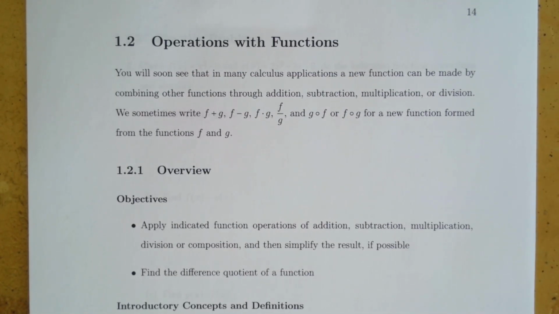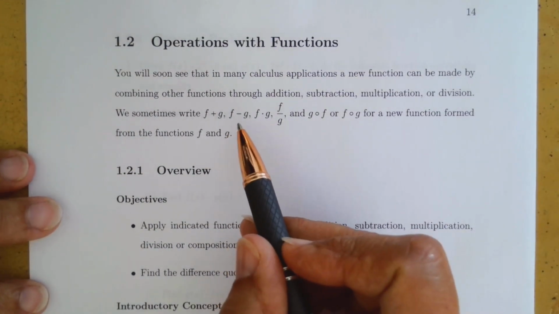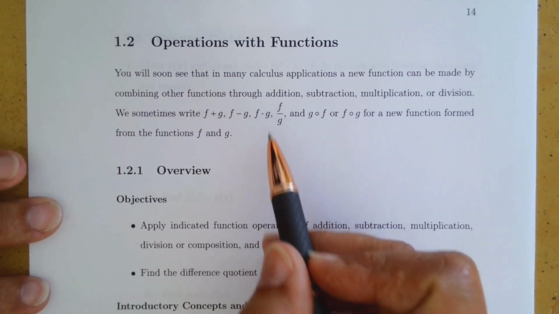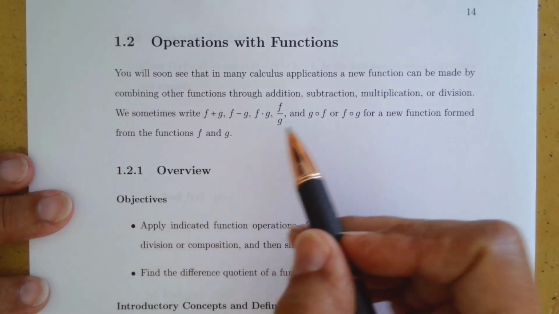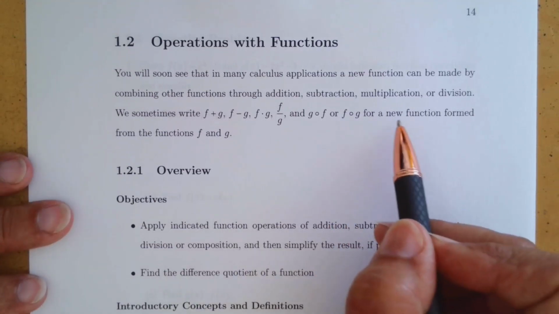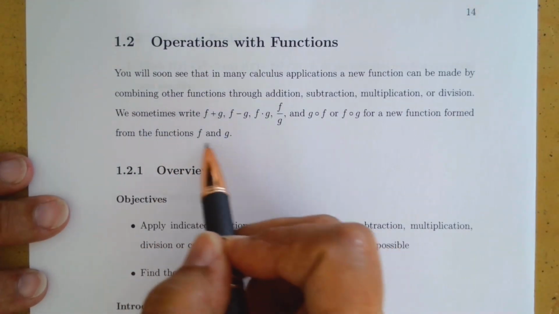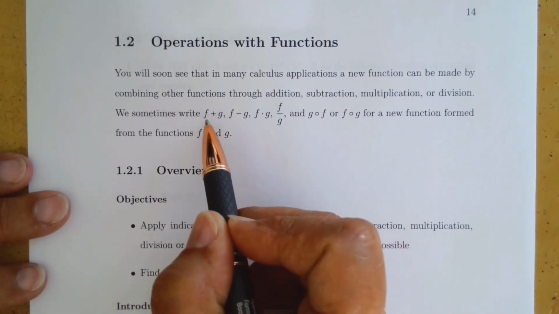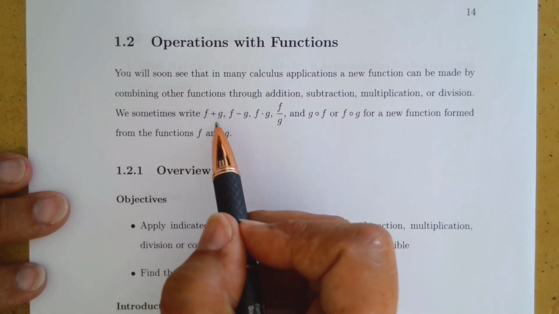At the top of the notes it says, you will soon see that in many calculus applications, a new function can be made by combining other functions through adding, subtracting, multiplying, and dividing. Sometimes we write f plus g, f minus g, f times g, f divided by g, and g of f, or f of g, for new functions formed from two different functions, f and g. So we've got function f and function g.